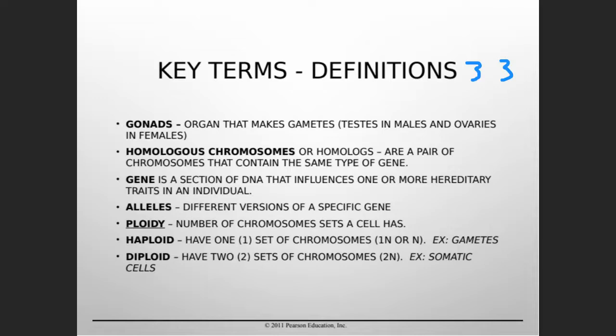Remember, ploidy number is the number of chromosome sets a cell has. So we are diploid. We have 2 sets, one from mom and one from dad. If you're haploid, you only have 1 set of chromosomes, and they're notated, you'll see this, 1N or N, that's haploid, or 2N, that is diploid. Okay. Haploid cells are going to be your gametes, right? And then somatic cells, all the other cells, are going to be your diploid cells.